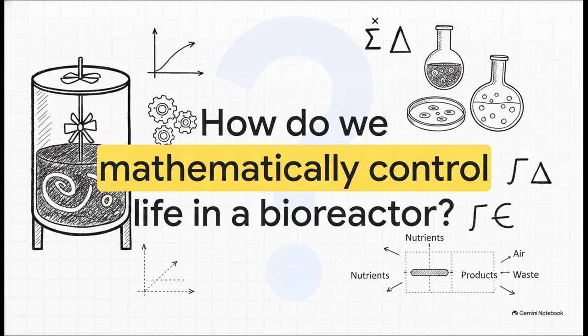Think about it. An industrial bioreactor isn't just a giant random vat of biological soup. No way. It is a highly controlled mathematical environment, meticulously designed to optimize cellular life. Whether we're looking at a small laboratory flask or a massive, multi-story industrial tank, we are using strict engineering principles to dictate exactly how these biological organisms behave.